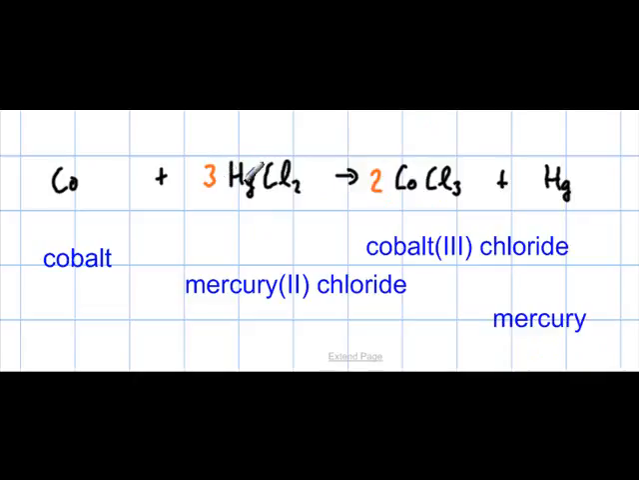That means I have 3 mercuries here. So I need 3 mercuries here. And I have 2 cobalts here. That means I need 2 cobalts here.